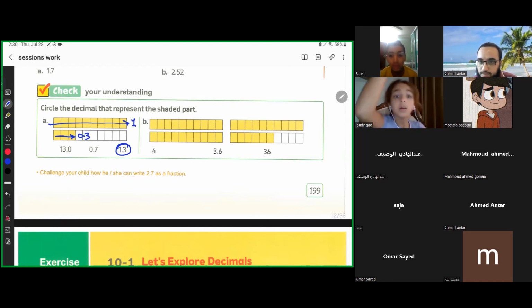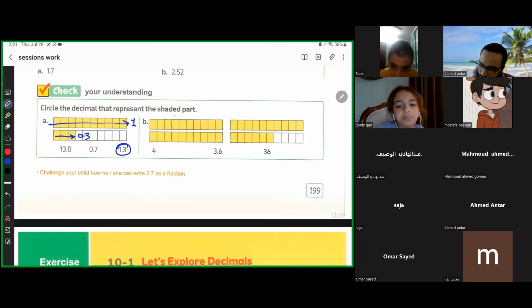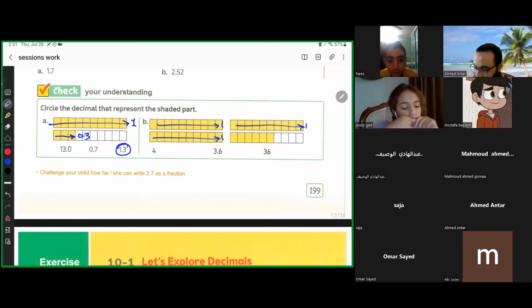Yes, Mustafa. 3.6. Three rows. This is 1, and this is another one whole, and this is another one whole. So it's 3 and 0.6. So it's 3 point what? 3.6. Very excellent. Thanks, Dr. Mustafa.